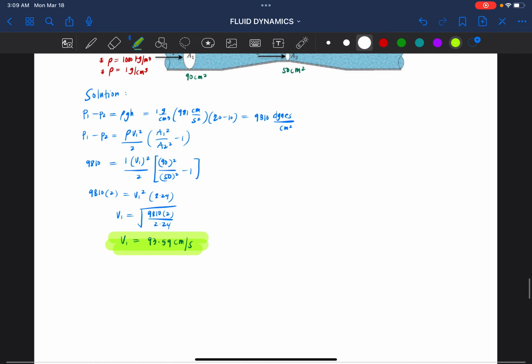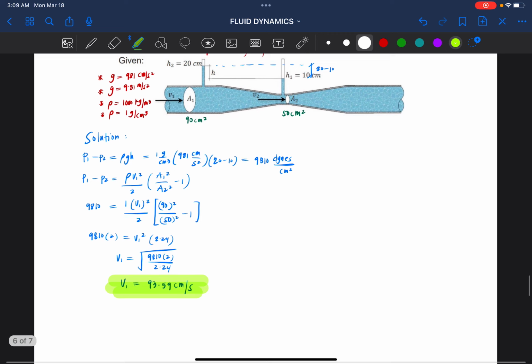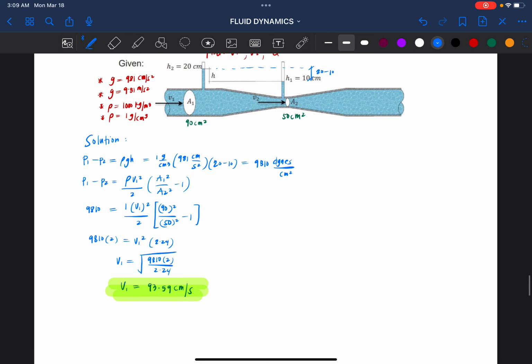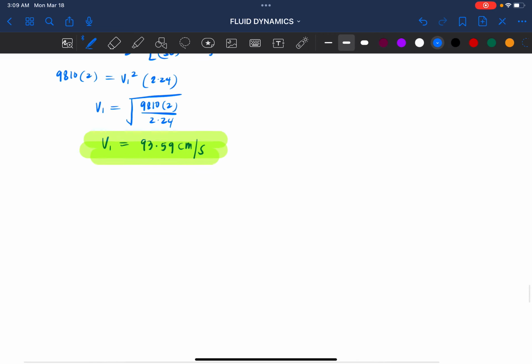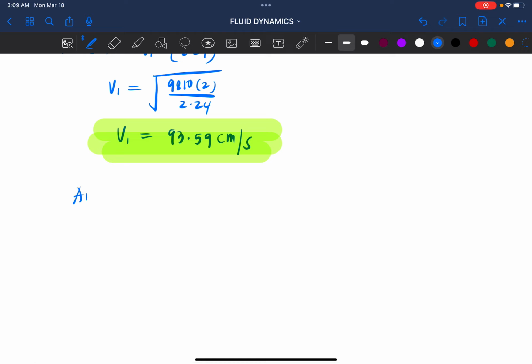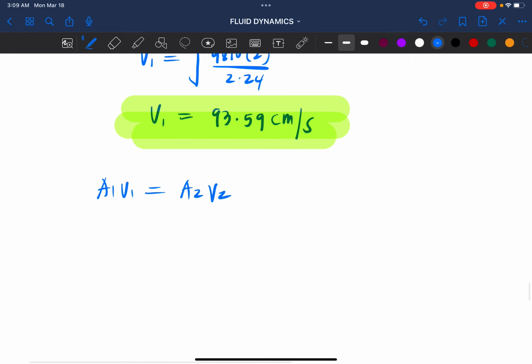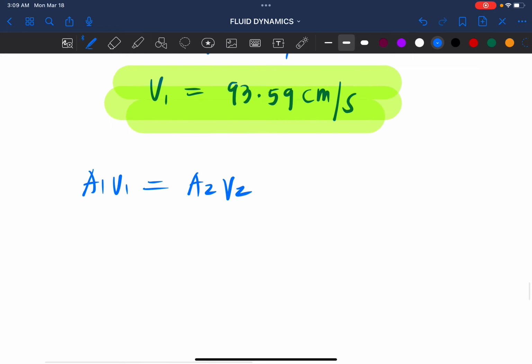Next, para makuha natin yung V sub 2 at saka yung discharge, yung general formula na lang gamitin natin. Di ba? General formula that A sub 1 V sub 1 is equal to A sub 2 V sub 2. Kaya ko sa inyo pinapamemorize yan. So, substituting yung A sub 1 natin, that is 90 squared, and then V sub 1, that is 93.59.